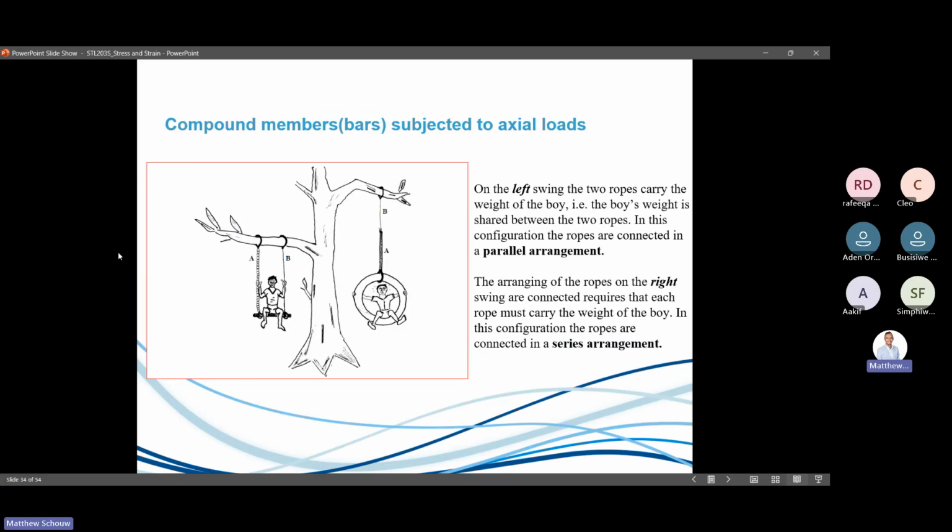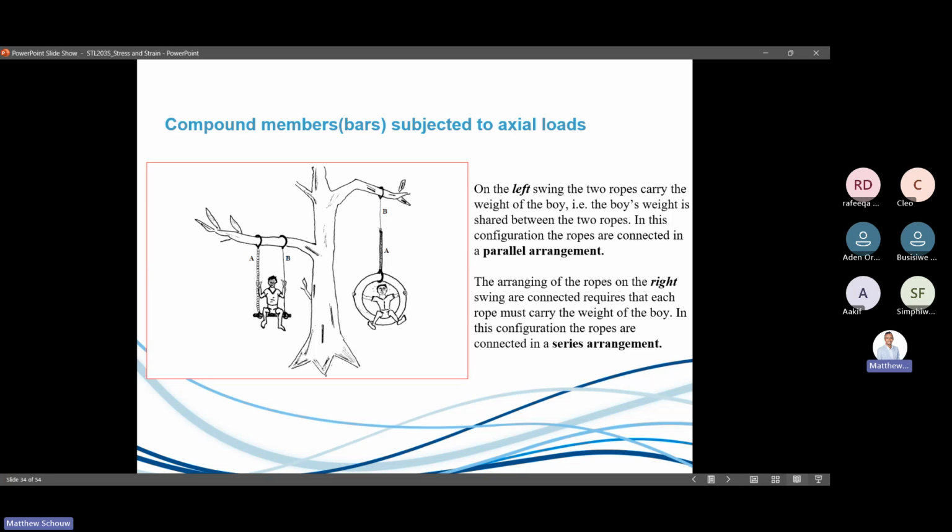Okay, so let's quickly go to compound bars, which will be the next part. There's two arrangements you must know. Let's quickly start to go through it and then we can solve that one problem.